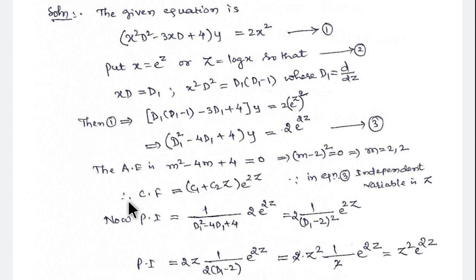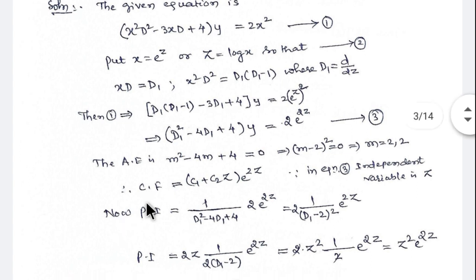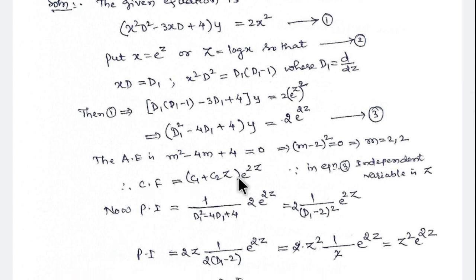So you know how to write the complementary function. Complementary function equals (c1 plus c2 z) into e raised to 2z, since m equals 2. Here the independent variable is z, so we write c1 plus c2 z. This is the complementary function.